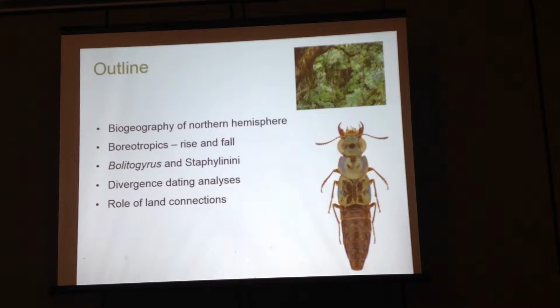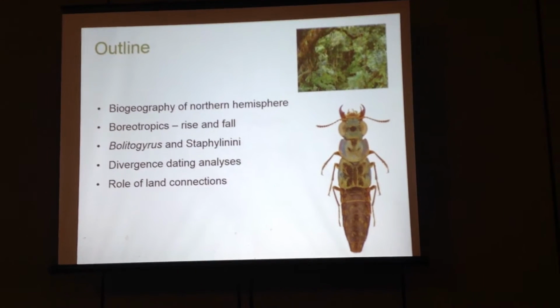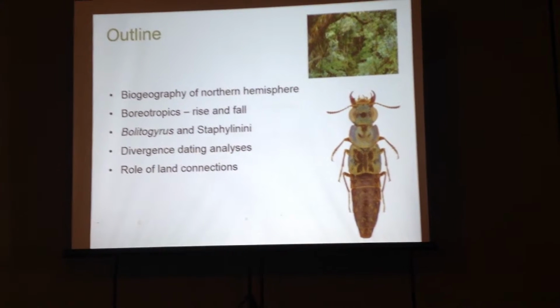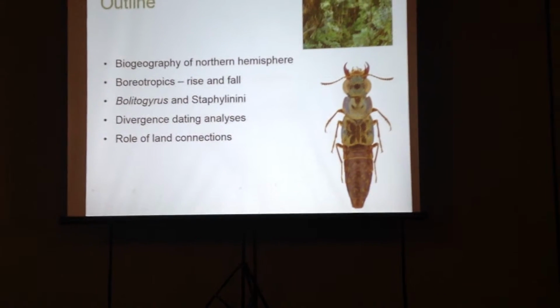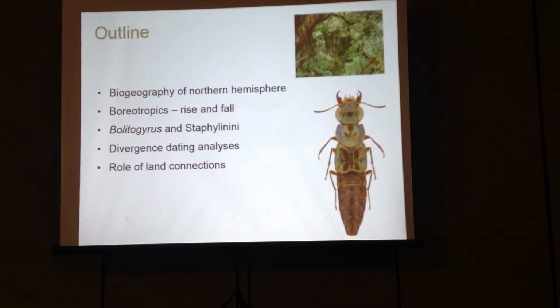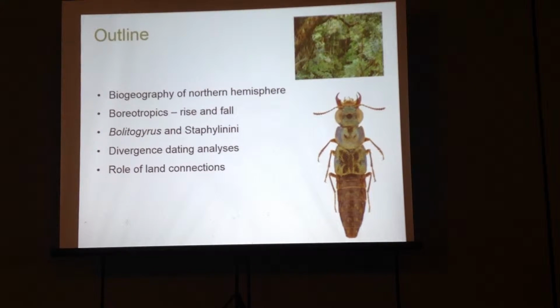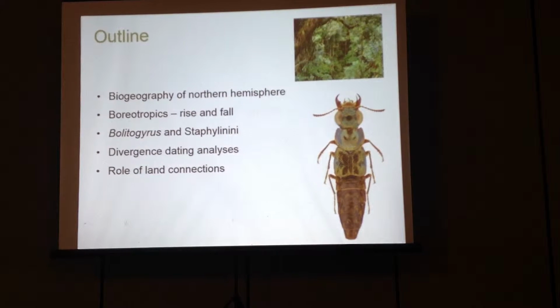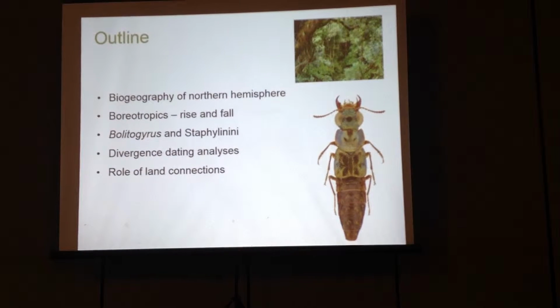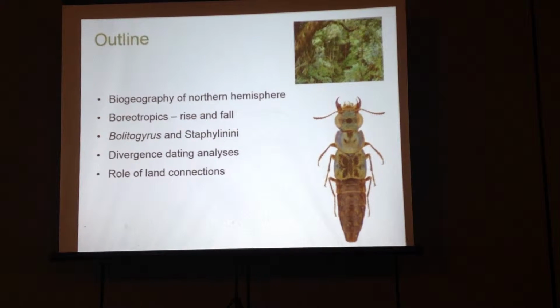Okay, so today Adam will talk about biogeography of the Northern Hemisphere, more precisely about the boreotropics, this great paleobiome, its rise and fall. In the center of his talk will be these wonderful beetles. This is the genus Bolitogyrus from the huge tribe Staphylinini. Bolitogyrus is about 1 centimeter long. It's a typical-looking predatory staphylinid.